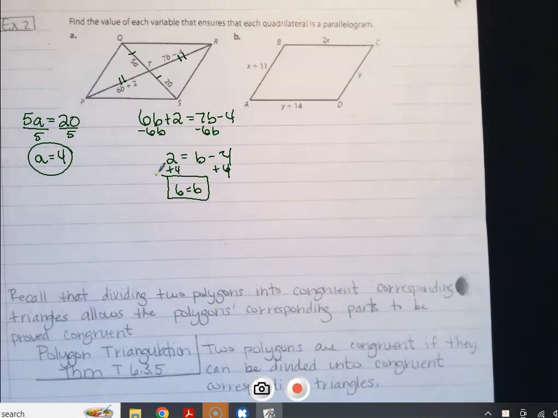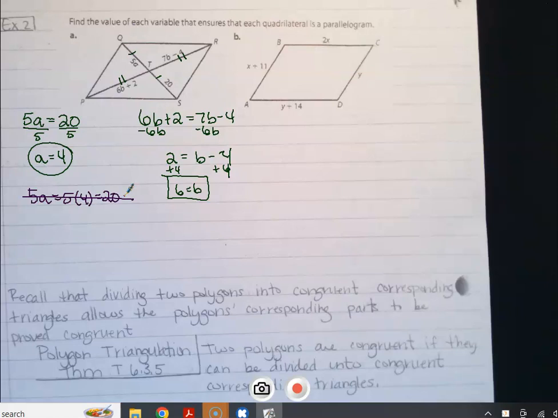Now you have to put those into the actual equation. Like for the first one, 5A, we just put that back in. So 5A equals 5 times 4 equals 20. But it says find the value of each variable that ensures that each quadrilateral is a parallelogram, so you didn't even have to do this. We just had to find the value of the variable.